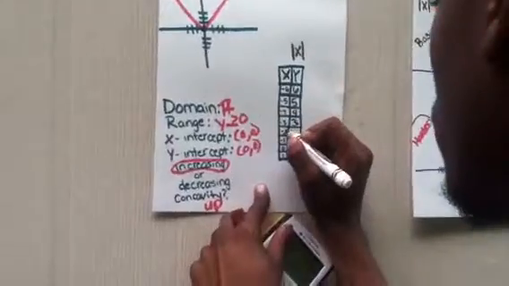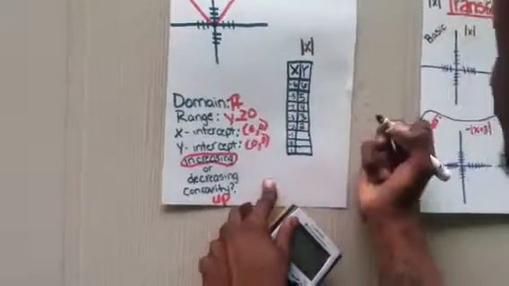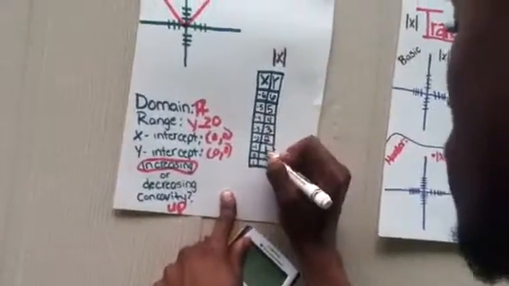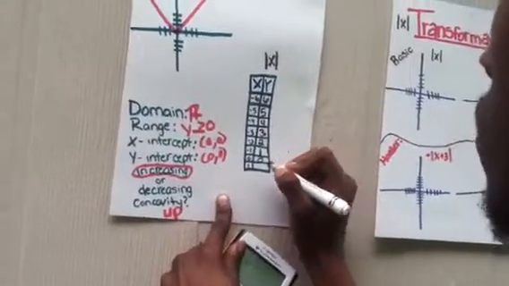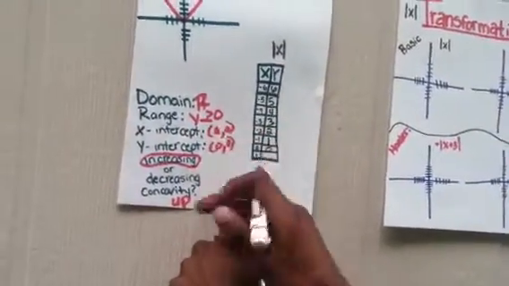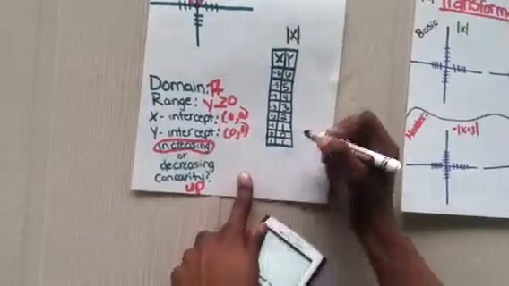When x is -2, y is 2. When x is -1, y is 1. When x is 0, y is 0, of course. 0, 0. And when x is 1, y is 1.